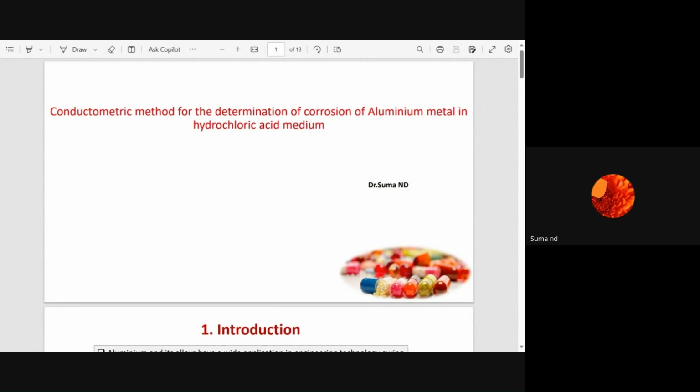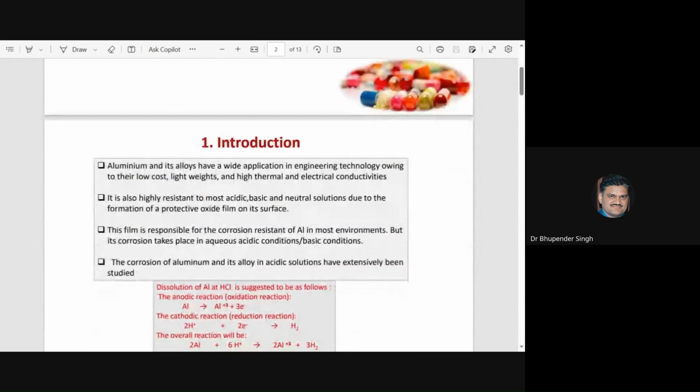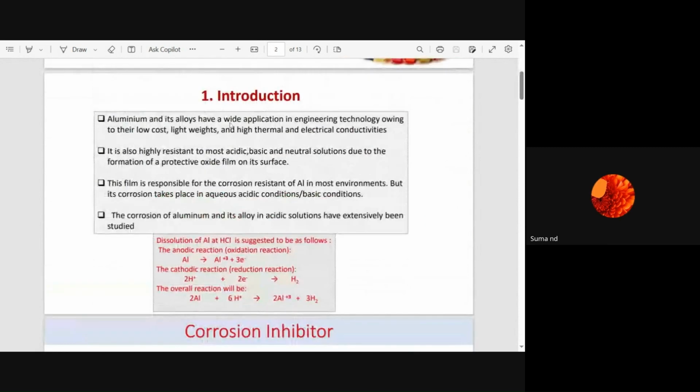Okay. So the slide is not moving. So how can I say that? Yeah, now it's working. Okay.